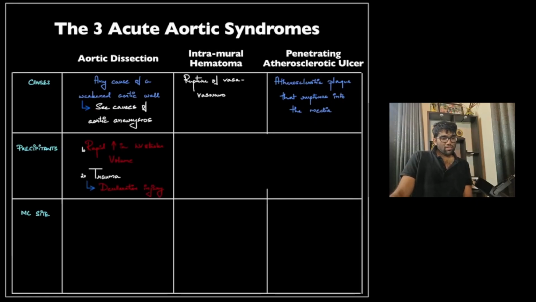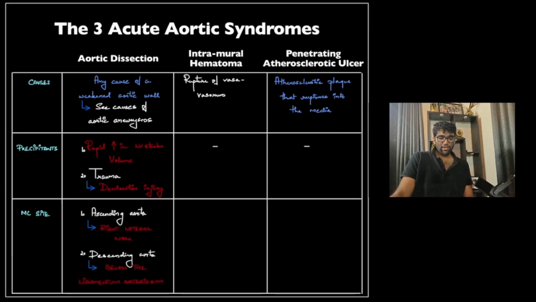Now, precipitants in case of an aortic dissection are one, a rapid increase in LV stroke volume, and two, something that I don't really see, that is trauma due to deceleration injury. There are no clear precipitants for an intramural hematoma or a penetrating atherosclerotic ulcer. These are usually detected on imaging.